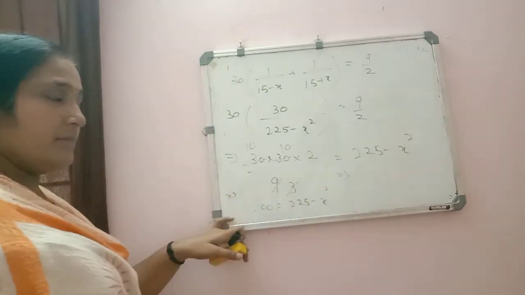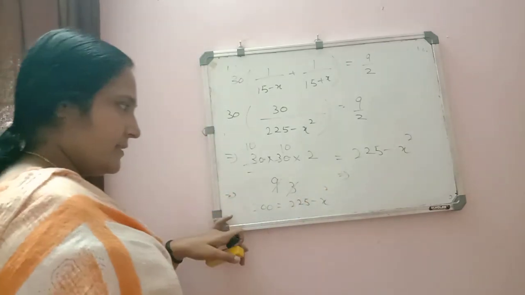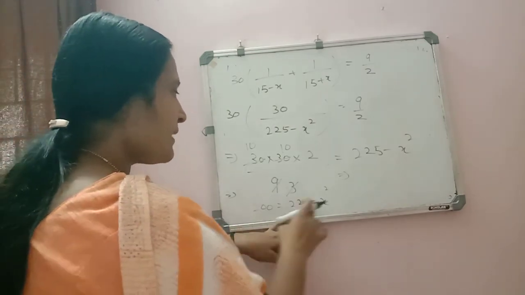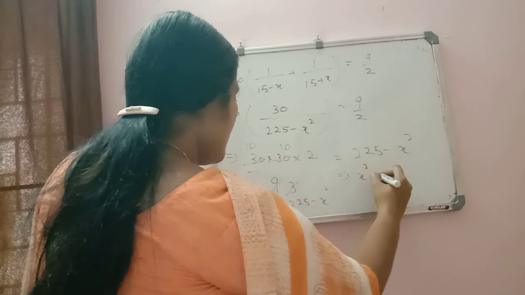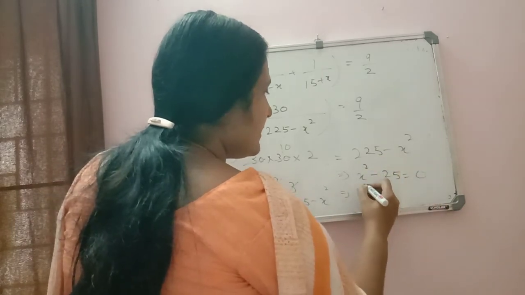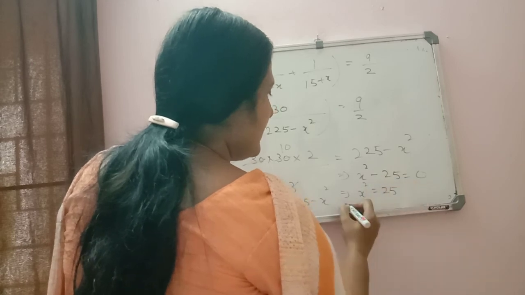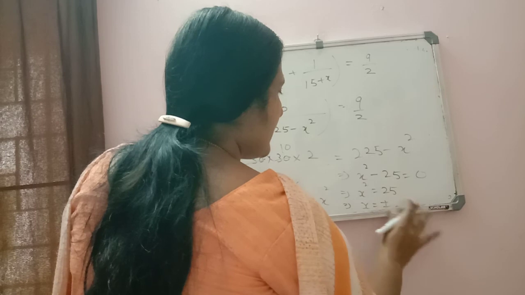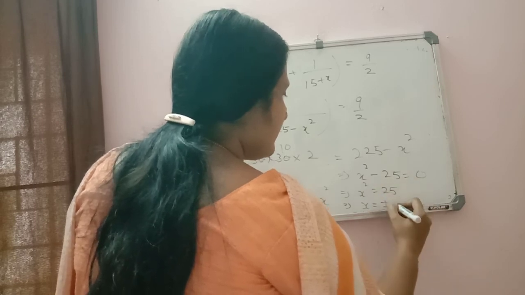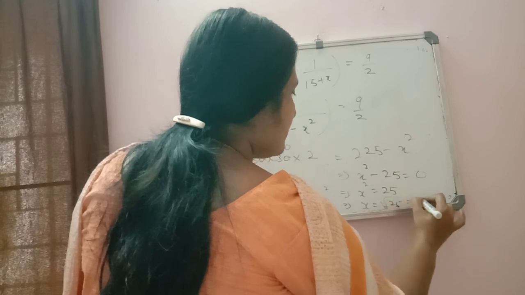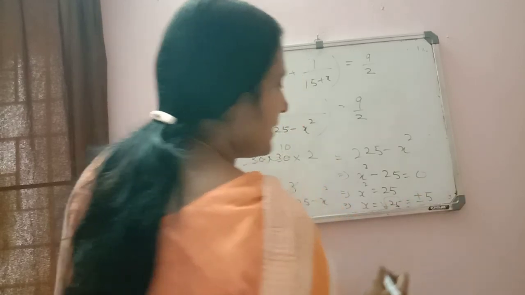We are not getting a term related to x here, so we can shift all the expressions to one side. So it will be x square minus 25 equal to 0, or we get x square equal to 25. So we will get two values. x is equal to plus or minus the square root of 25, and the square root of 25 is plus or minus 5.